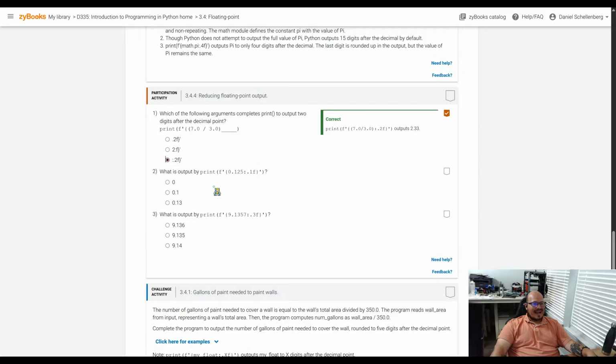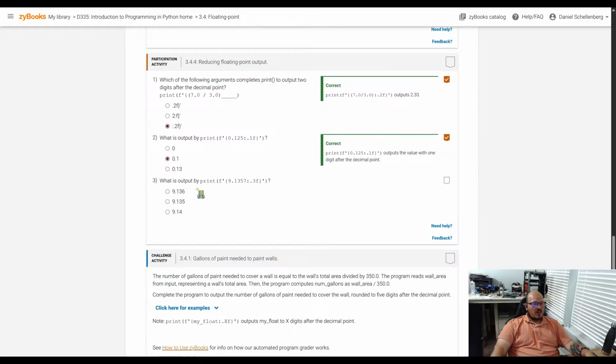What is output by print f-string 0.125 colon 0.1f? So it only wants 1 digit after the decimal. So we are going to get 0.1.